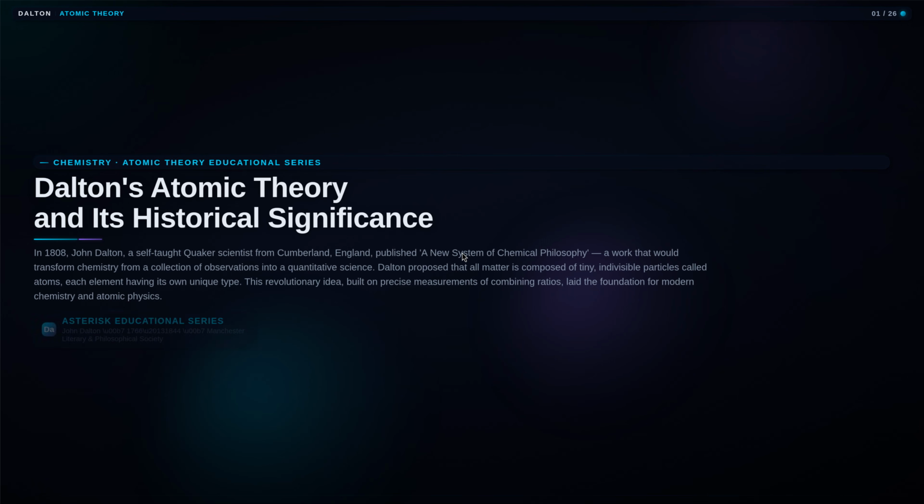In 1808, John Dalton, a self-taught Quaker scientist from Cumberland, England, published A New System of Chemical Philosophy, a work that would transform chemistry from a collection of observations into a quantitative science. Dalton proposed that all matter is composed of tiny, indivisible particles called atoms, each element having its own unique type. This revolutionary idea, built on precise measurements of combining ratios, laid the foundation for modern chemistry and atomic physics.